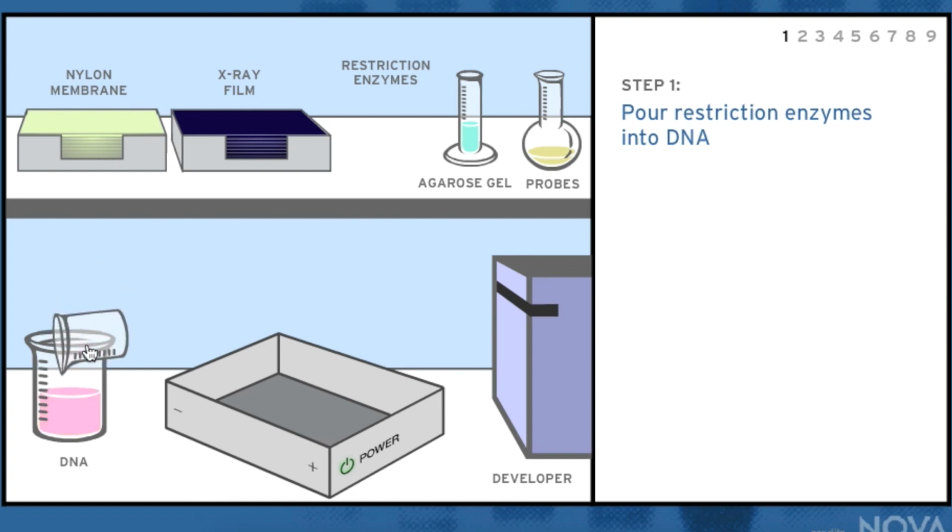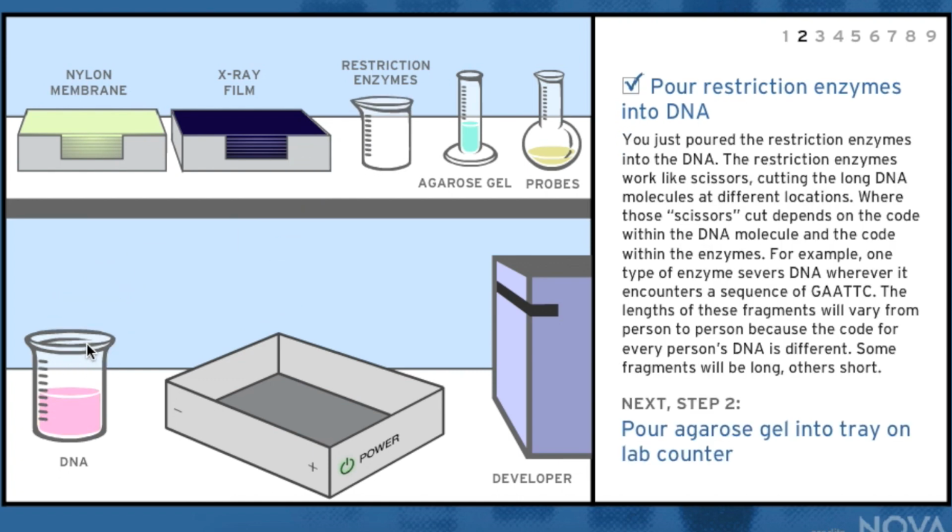The restriction enzymes act as scissors, cutting the long DNA molecules. The DNA is cut depending on the DNA sequence specific to each enzyme. For example, if the enzyme encounters a sequence like GAATTC, they will cut there. Everyone has different sizes of this code.